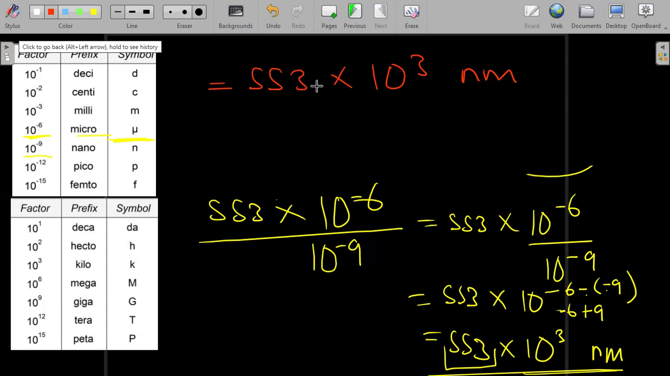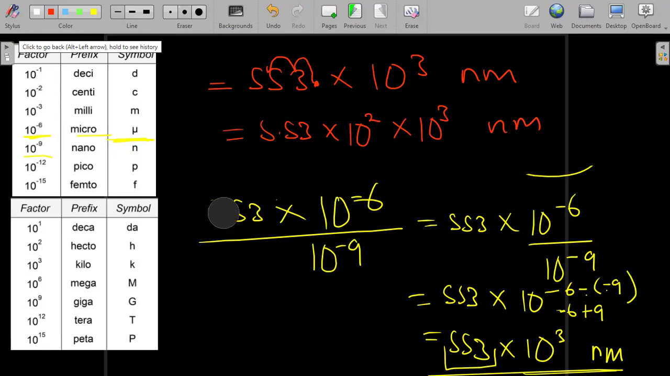And then let's move the decimal place. Since it doesn't have a decimal point, it means the decimal point is there. So I'll move it 1, 2, so that this number is greater than 1 but less than 10. So I'm going to have 5.53 times 10. How many times have I moved to the left? 2. So power positive 2, multiplied by 10 to the power 3 nanometers.